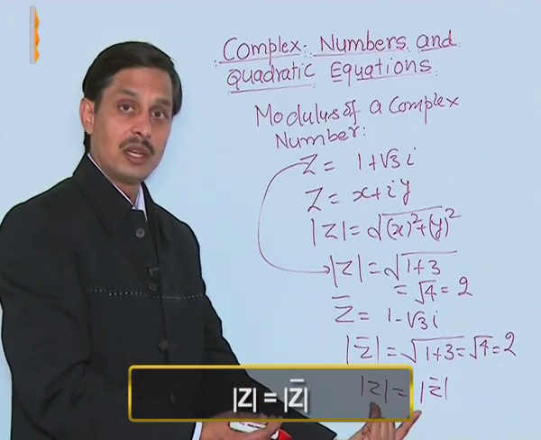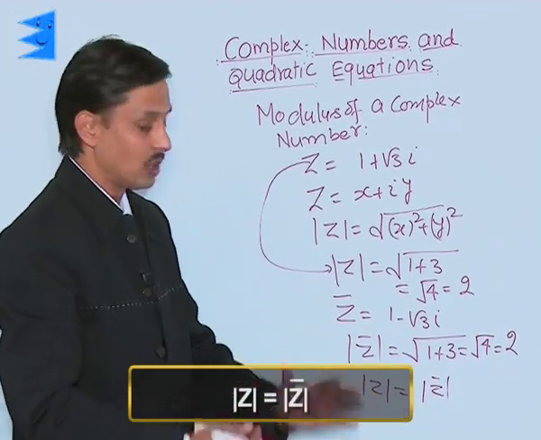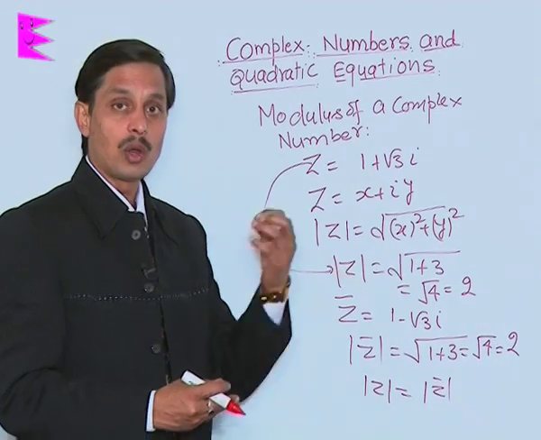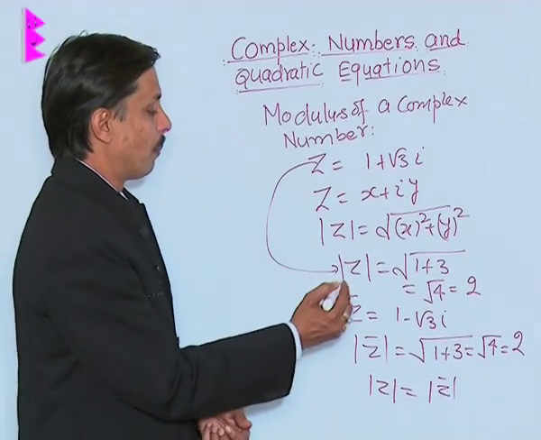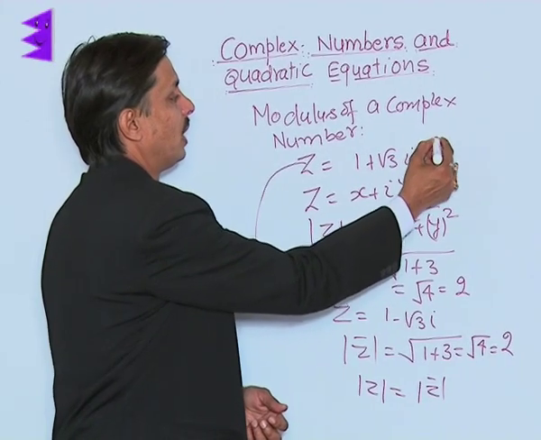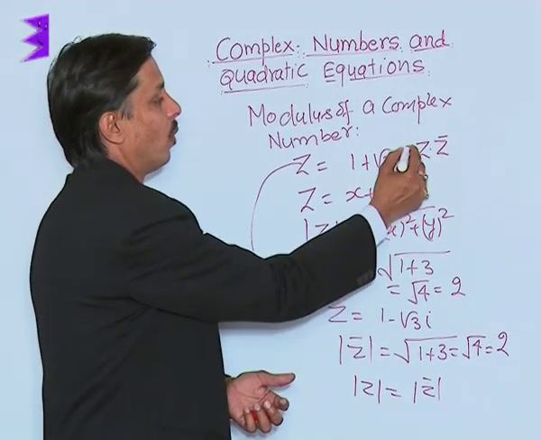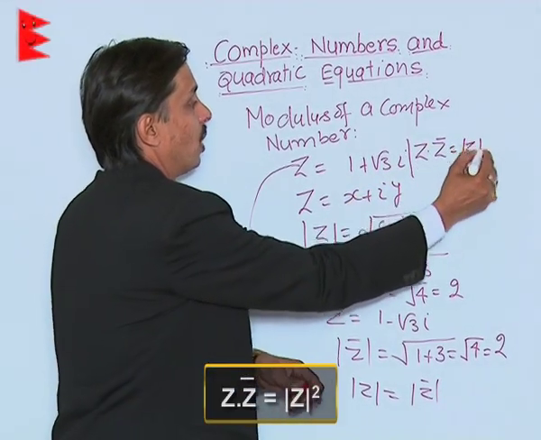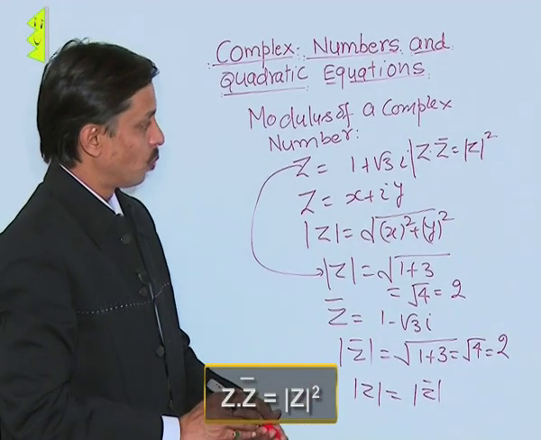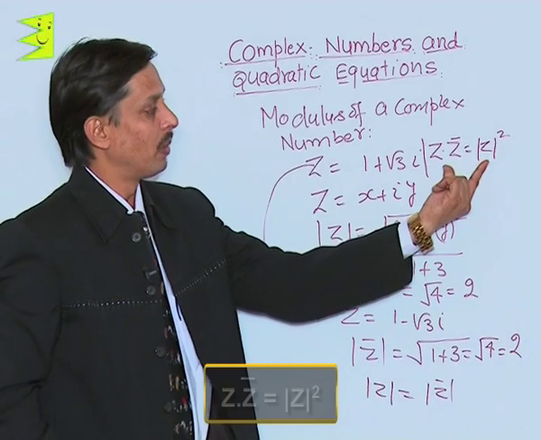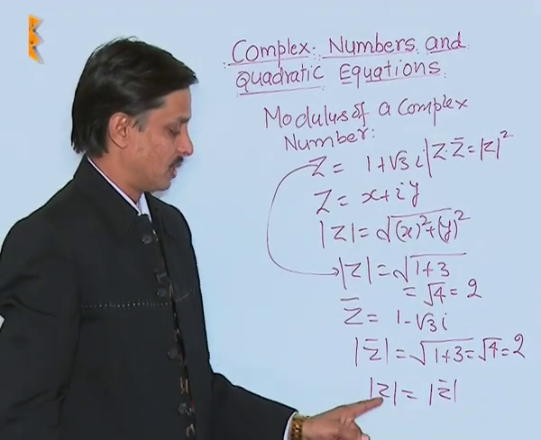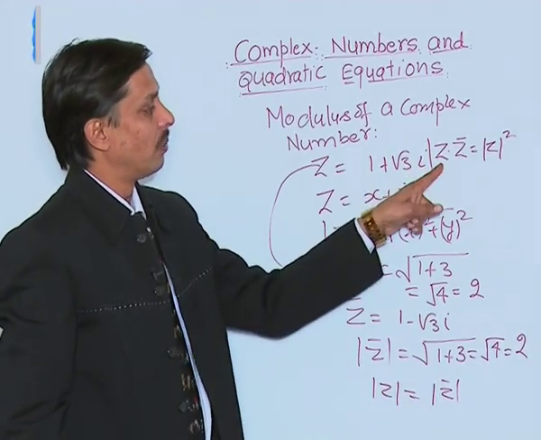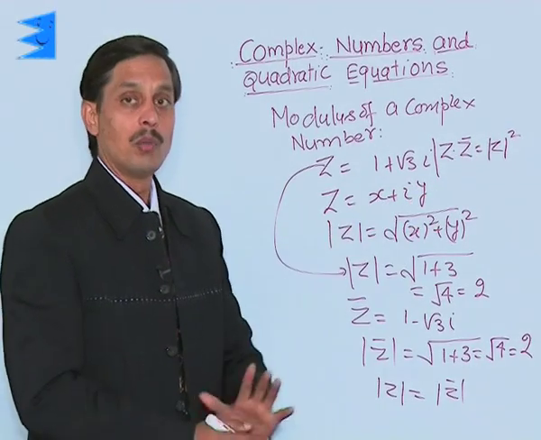So it is a very important result to always remember to apply in problems, that the modulus of a complex number and its conjugate are always the same. And a very important thing to remember is that when any complex number is multiplied by its conjugate, we get its modulus whole square. So this is an important property which you need to remember, number 1. Number 2, the complex number and its conjugate have equal modulus, and when a number is multiplied by its conjugate, we get the modulus whole square.